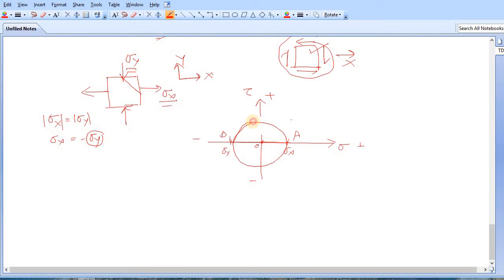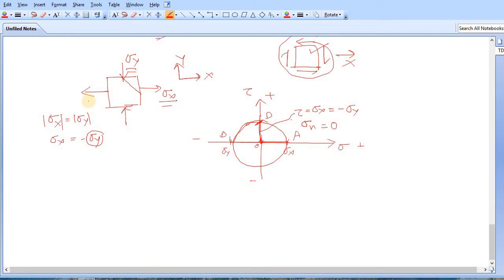At this point, let's say this is point D. If I ask you what is the shear stress corresponding to this, obviously this is nothing but the radius, and this radius is your sigma x or minus sigma y. So this shear stress tau is equal to this. And what is the normal stress here? Obviously 0. So normal stress is 0.